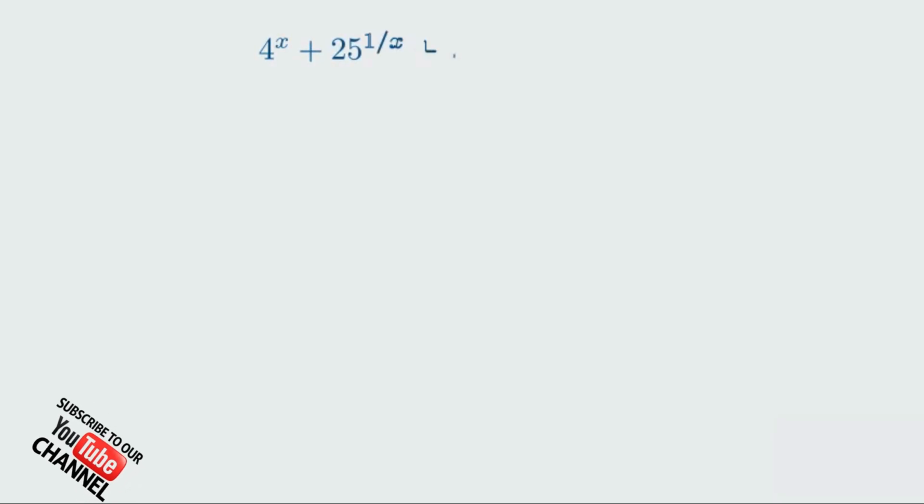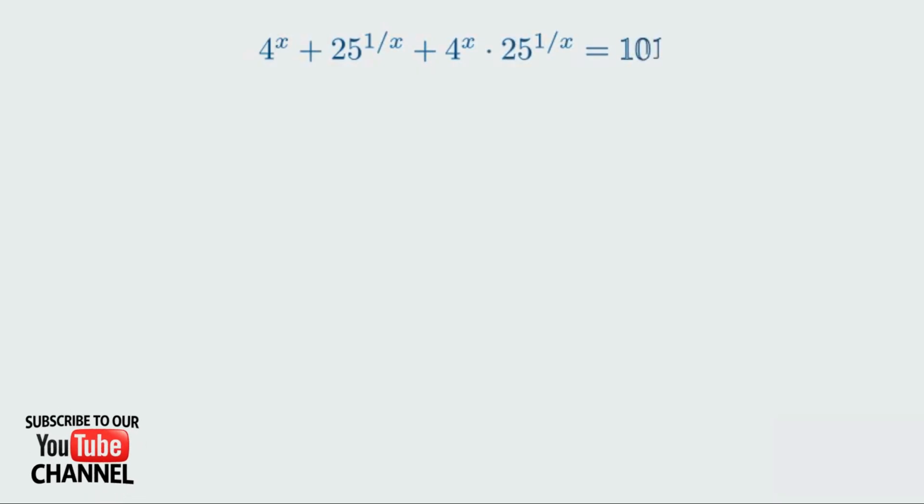the 1 over x plus 4 to the x times 25 to the 1 over x equals 101. This looks quite intimidating. Our first goal is to simplify this complex expression. Let's look for common terms. Notice the terms 4 to the x and 25 to the 1 over x appear multiple times. This is a big clue that substitution might be helpful.